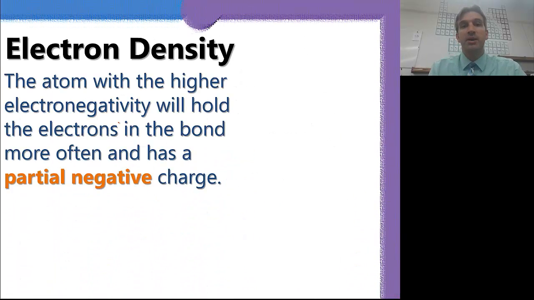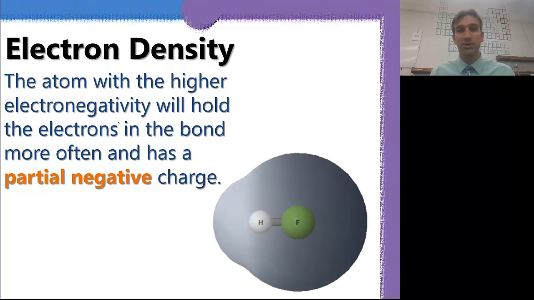Next idea here is that of electron density. Now, density is how much stuff is in how much space, right? So the atom that has a higher electronegativity draws electrons closer in the bond. So we would say that it has a greater amount of negative things surrounding it. It has a larger negative charge, but it didn't completely take those electrons away, so we wouldn't say that it's a negative ion. We would say that it is an atom with a partial negative charge.